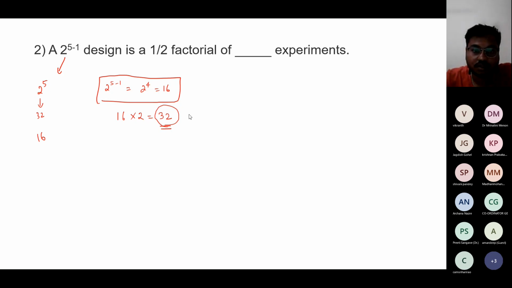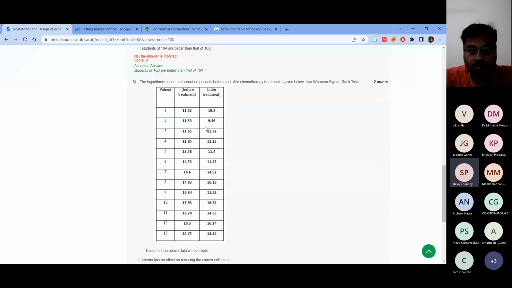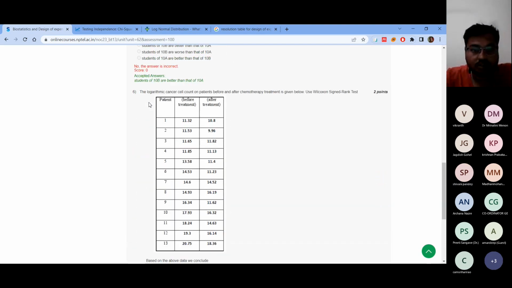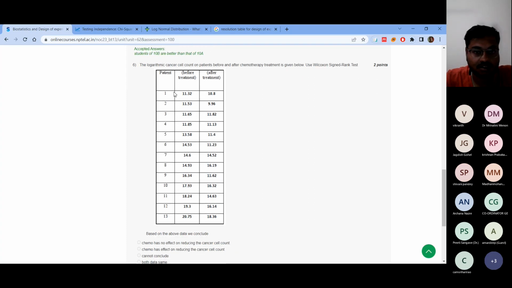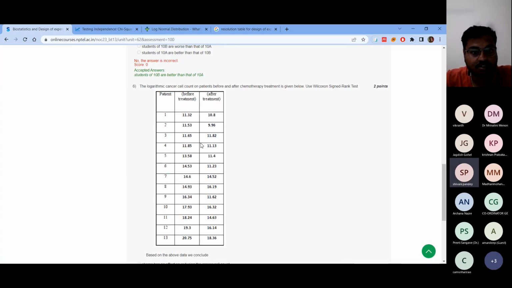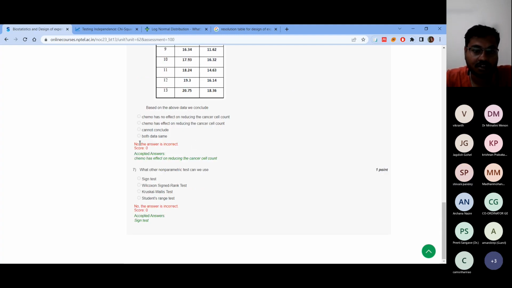Yeah. So the question here was, you are given the logarithmic cancer cell count for patients before and after chemotherapy, right? And you are asked to use the Wilcoxon signed rank test. The last question for non-parametric, question number 7. Yes, sir. So here what we are doing for question number 6 is we are getting the difference. So we'll get positive and negative values, right? Yes, sir. We'll use the Wilcoxon signed rank test, as mentioned in question number 6. Then in question number 7, we are asked, what other non-parametric test can we use? Since we have positive and negative values, we'll use the sign test.